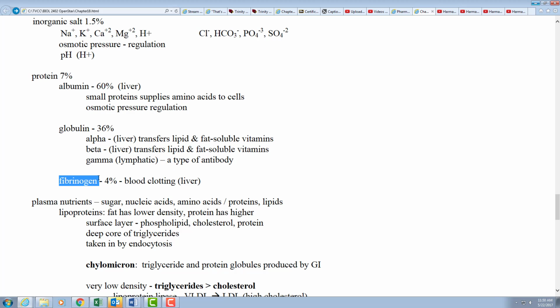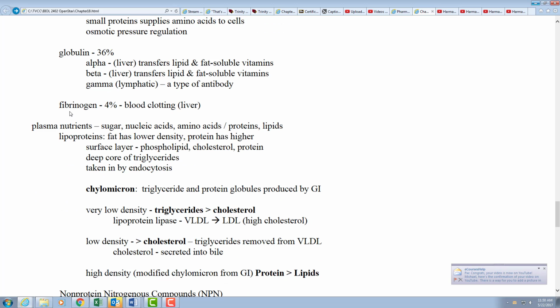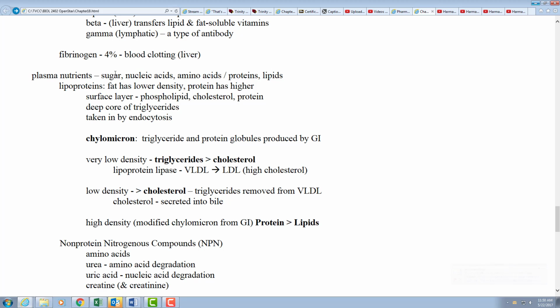The last one, fibrinogen, only accounts for 4%, but this is your blood clotting factor, the last clotting factor that makes the actual blood clot to plug up a leak. This is the precursor form. The gen on the end basically means precursor. This is the inactive protein. Plasma nutrients: we have various sugars, nucleic acids, a few amino acids, and some other minor proteins we'll discuss later.